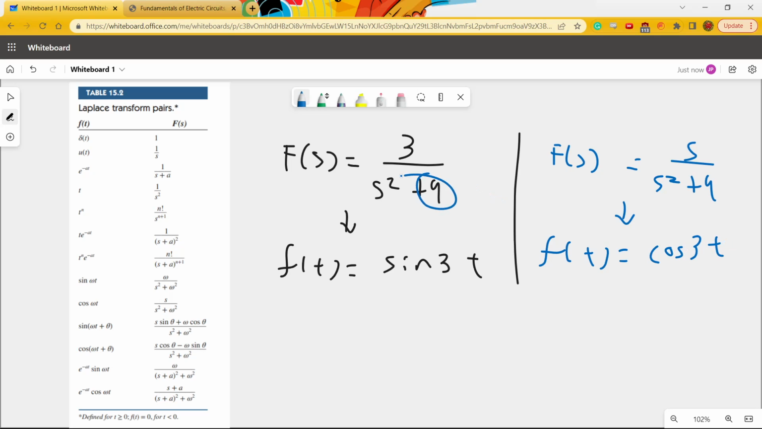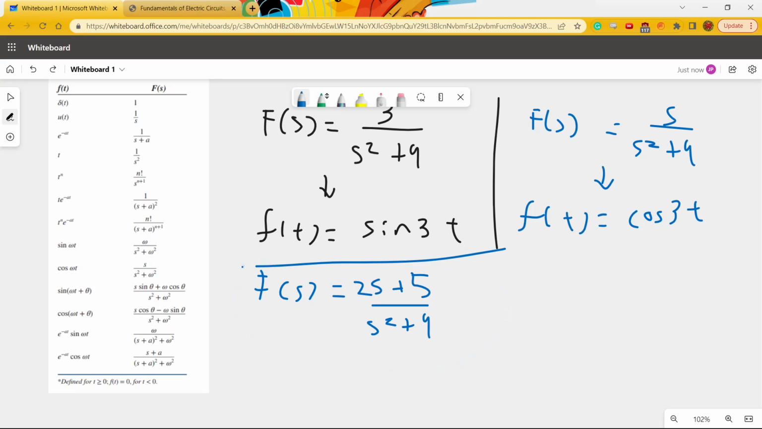This is because the square root of 9 is 3, and this can be written as s squared plus 3 squared. So that matches our s squared plus omega squared that we have here. But what if you had F of s equals 2s plus 5 over s squared plus 9? This absolutely does not match this table at all, because there's no 2s plus 5 in the numerators here. So here's what we can do.